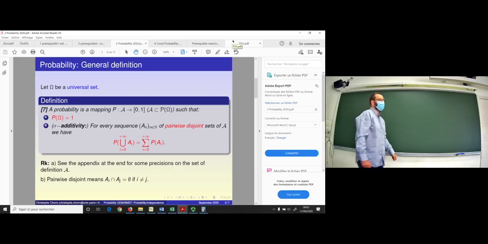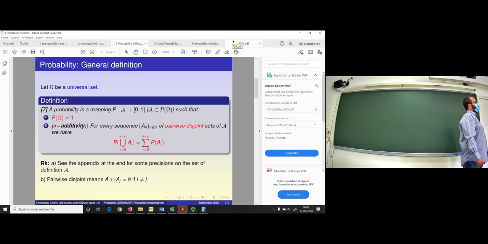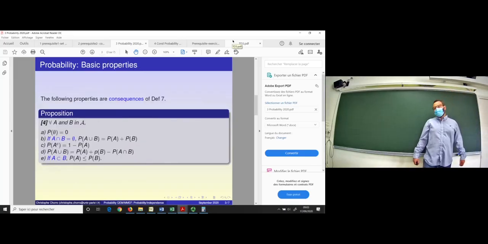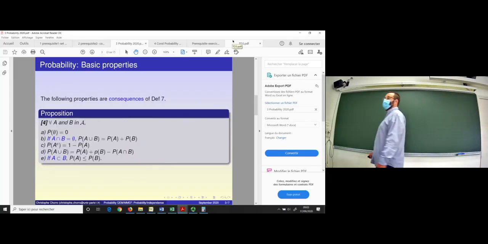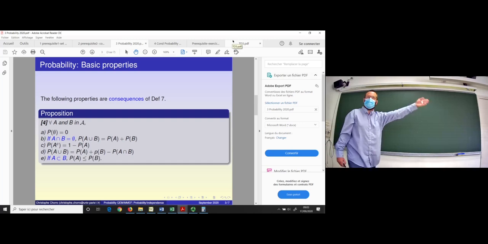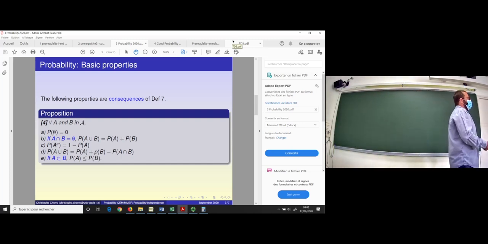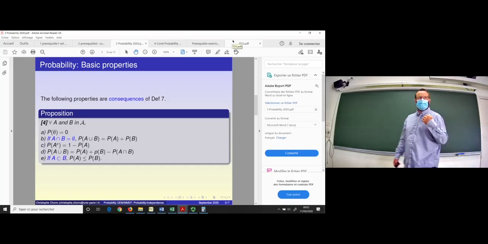So this is this definition: probability of the universe is 1, and what we call the sigma additivity property, that we are going to handle today. Don't worry, even if the definition seems theoretical, the things that you used to do with the intuitive notion of probability are also okay in this framework, fortunately. So we have all these kinds of properties that are still true in the framework of my preceding definition.